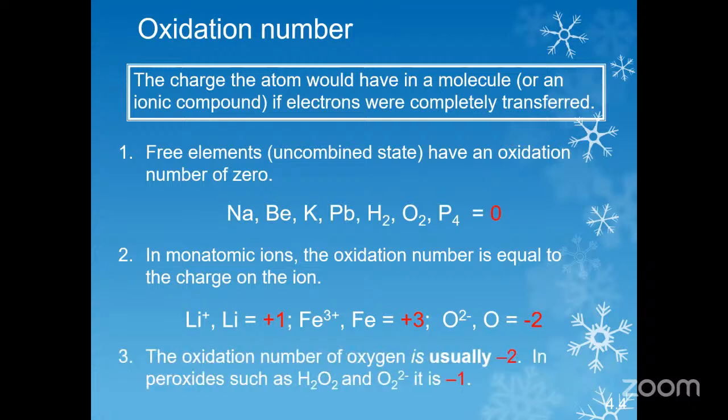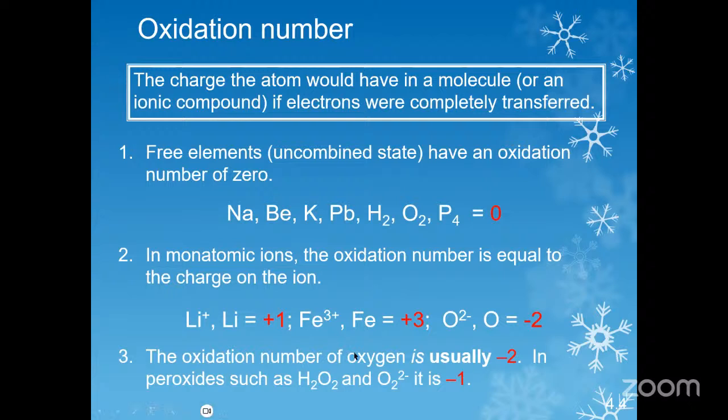The next rule, the oxidation number, is specifically dealing with oxygen. It says here that the oxidation number of oxygen is usually -2, excepting in the case of peroxides or any compound that contains the peroxide ion. In those instances, the oxidation number is -1, right?